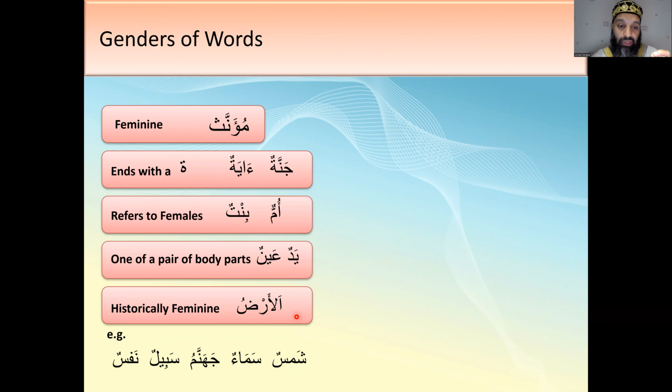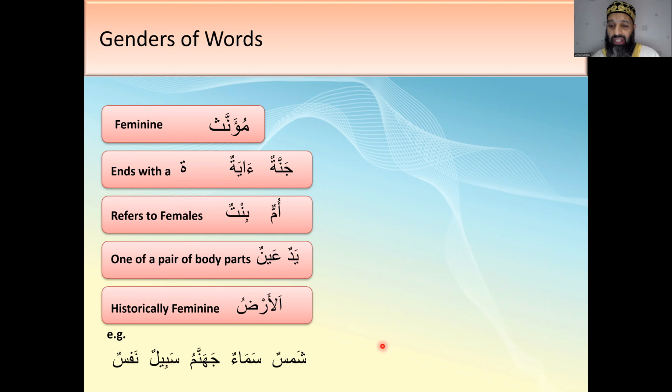And the last one is some words were known by the Arabs to be feminine. They're always referred to as feminine. They're historically feminine because the Arabs said so. Examples of them are al-ardu, shamsun, sama'un, jahannamu, sabilun, nafsun. These are historically feminine. So when you see a word being referred to in the Quran with feminine terminology, you'll know why, because the word is feminine.